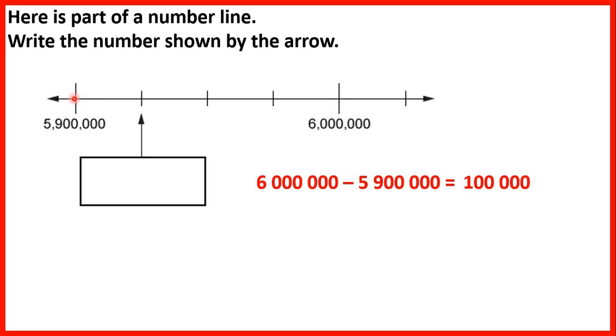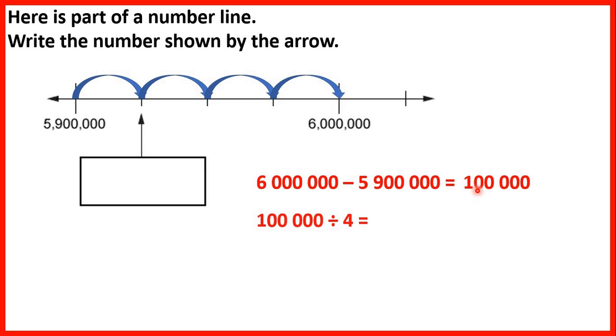Now to get from this number to this number, we have 1, 2, 3, 4 jumps. We know that the total difference is 100,000, and because we have 4 jumps, we can divide that by 4 to find the value of each jump. So to find what each of these little lines on our number line represents, 100,000 divided by 4 is 25,000. So this line here is 25,000 more than 5,900,000. So that must be 5,925,000.